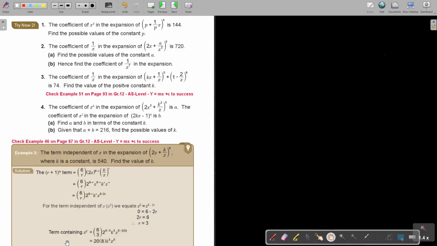Example number 2. Let's start. The coefficient of 1 over x in the expansion of this is 720. Okay, so let's just go and first write it down. So (2x plus a over x squared) to the power 5. And the coefficient of this is 720. I can just underline it. Now, let's start with number a. Find the possible values of the constant a.